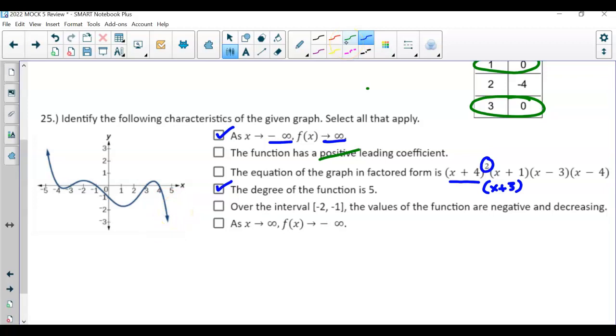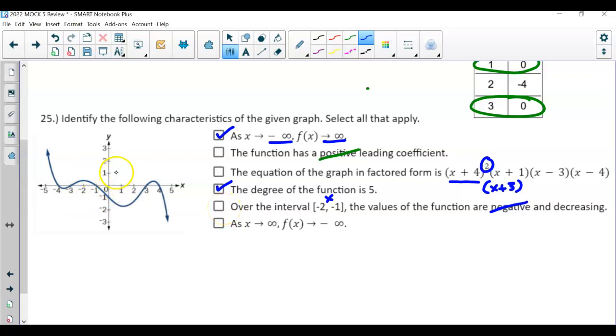Over the interval, -2, -1. So that's your x's. So we're looking at from -2 to -1. So we're looking at this portion of our graph. Well, is it above or below? Well, it's above here. It's above in the positive, but this says that the values are negative. So this statement is false.